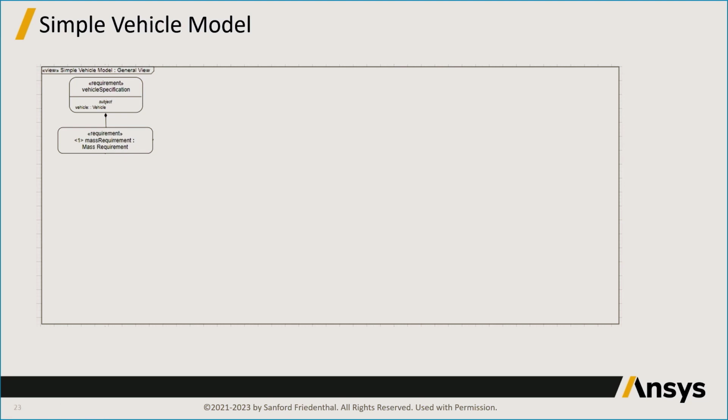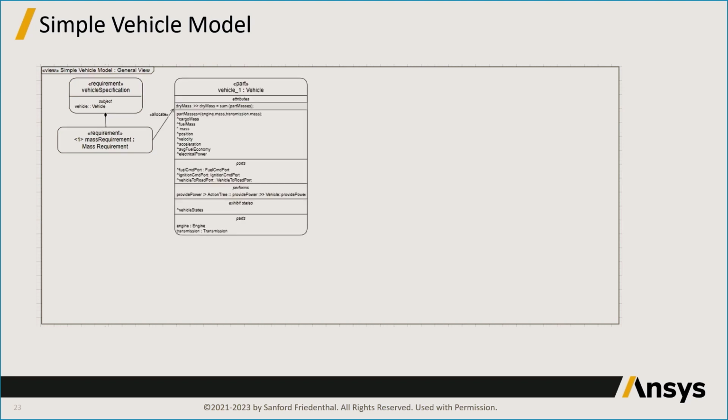Now, in reality, there would be many requirements, and in fact, this would be a tree of requirements. But for simplicity, I'm just showing a single requirement here. And that requirement is allocated to the vehicle 1 that we referred to, the part vehicle 1, and specifically to the dry mass. So you can see this allocate relationship between the requirement and the dry mass on vehicle 1.